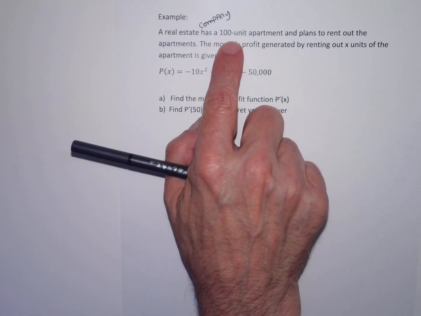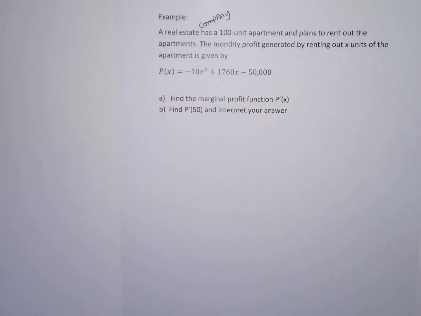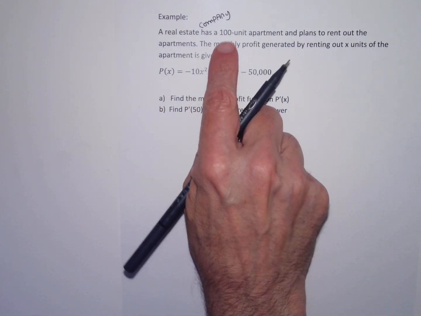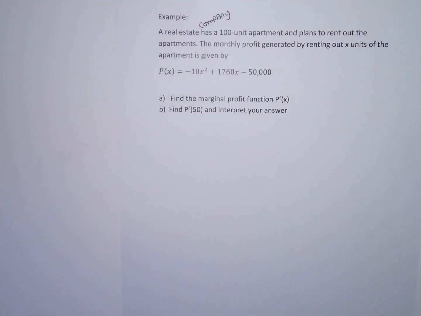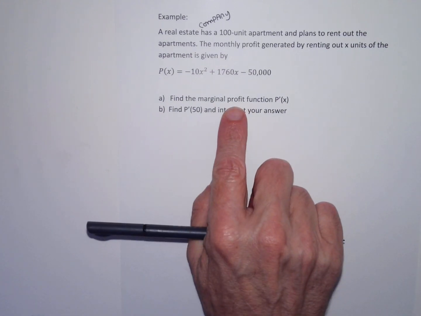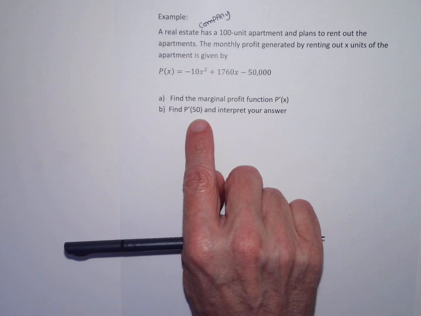Maybe if they rent out all 100 units, well, they have to bring on extra staff, and they maybe will have more maintenance. Maybe they'll have to pay overtime. Maybe the maximum profit is not going to be by renting all 100 units. There's probably some optimal number of units to rent, but in this problem, we're asked to find the marginal profit function and evaluate the marginal profit function at 50.